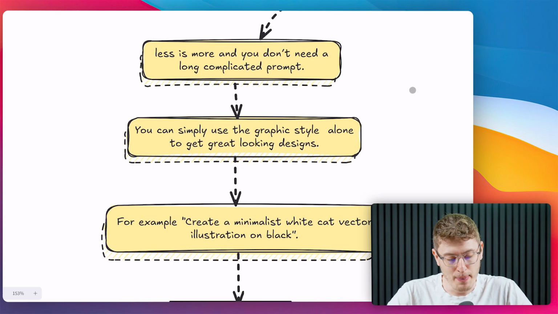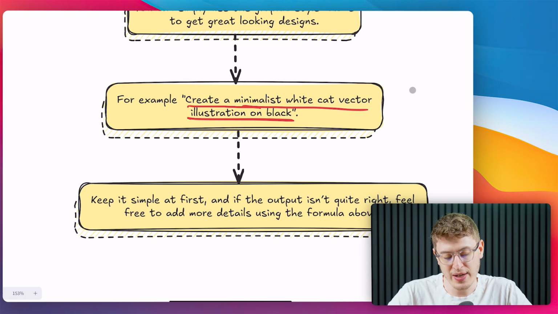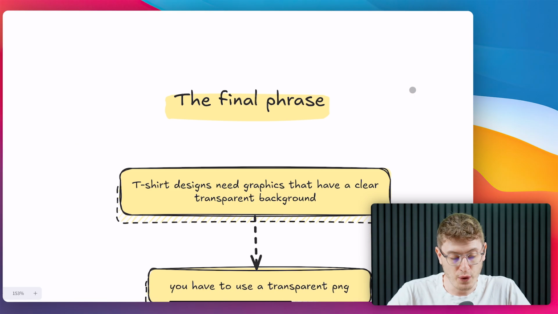For example, create a minimalist white cat vector illustration on black. Keep it simple at first, and if the output isn't quite right, feel free to add more details using the formula above, right? The final phrase.